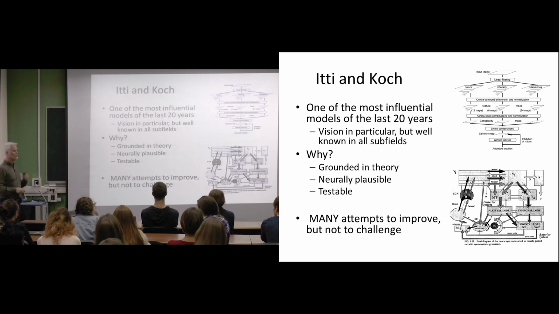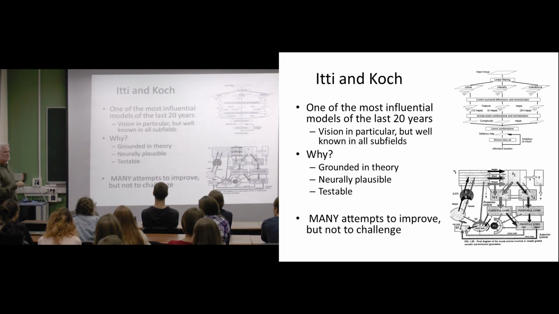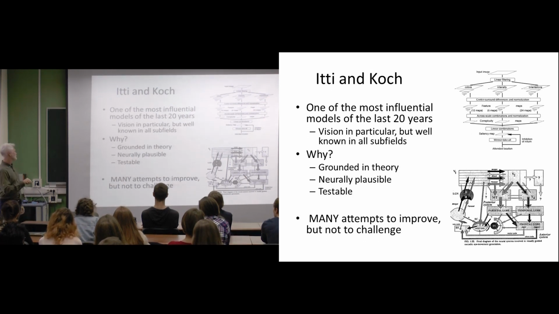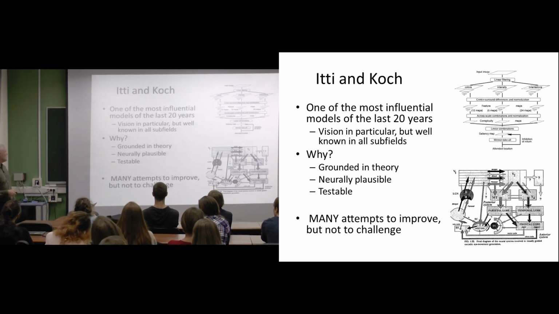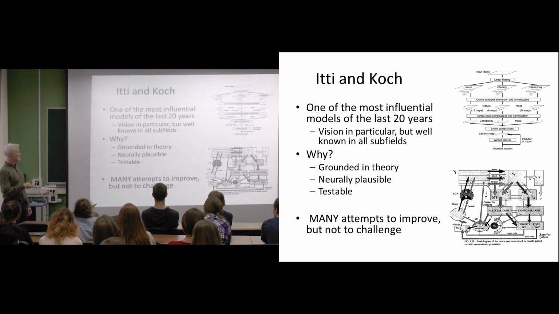Why is this so good? Well, it's grounded in theory. All of our best cognitive theory has gone into this model. It's neurally plausible, and it makes very testable predictions. There have been many attempts to improve this model, and a lot of improvements on this model over the years, but not many challenges to it. They have been adding to it and improving it rather than replacing it.